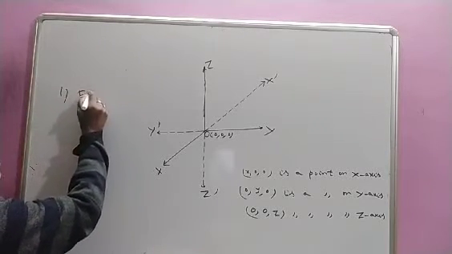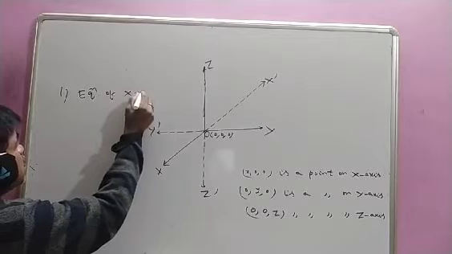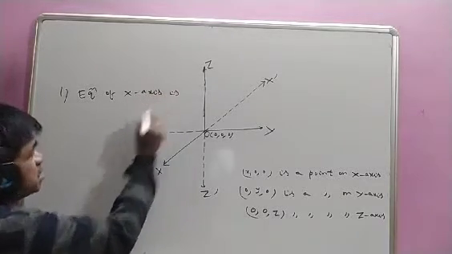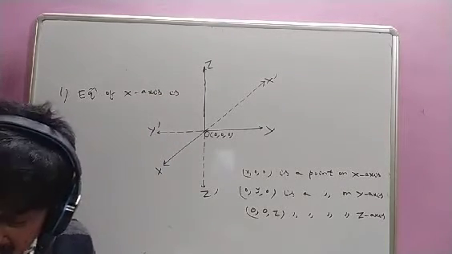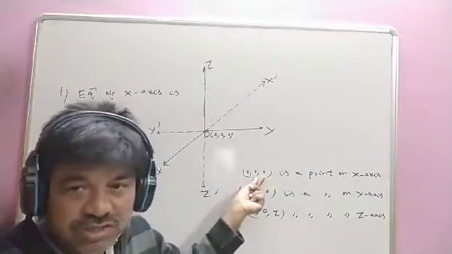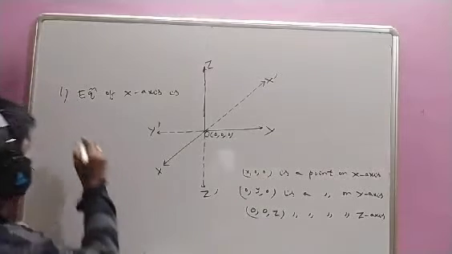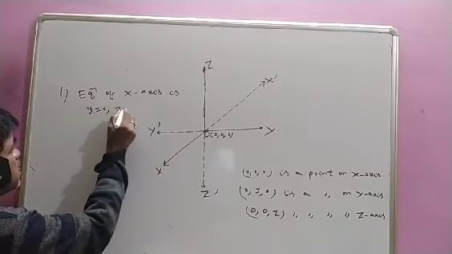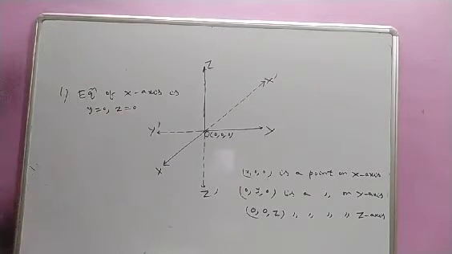Number 1, suppose somebody asks you what is the equation of the x-axis. You see, in the x-axis the y coordinate and z coordinate are 0, because (x, 0, 0) is a point on the x-axis. So the equation of the x-axis is y is equal to 0, comma z is equal to 0.